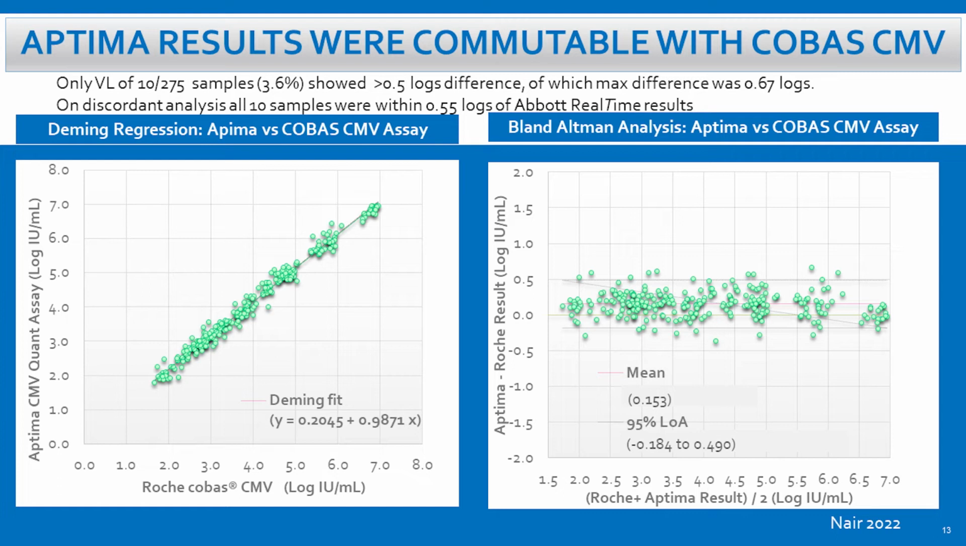And it should be noted that we did this testing with 275 specimens, and only 3% of specimens were outside the plus or minus half a log. Even for those, the maximum difference we saw was 0.67 logs. When you think about the international guidelines, they talk about half a log as a significant difference when testing one replicate. So it's great to see that Aptima results are really commutable with those in the COBAS CMV test.